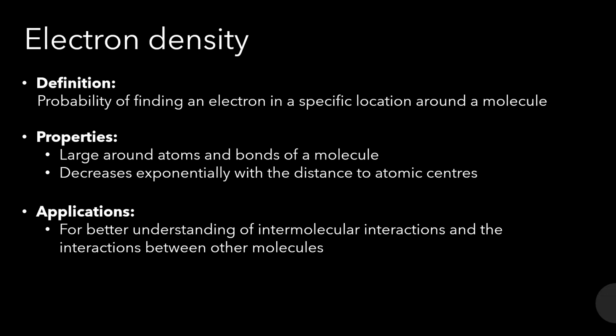Properties of the electron density are that the density is large around atoms and bonds of a molecule. The density drops off exponentially with the distance to atomic centers. So that means that the probability is relatively high to find an electron near an atom, and if we go further apart, the probability decreases more and more. One of the reasons why we are interested in the electron density of a molecule is that it helps in understanding intermolecular interactions and interactions between other molecules.